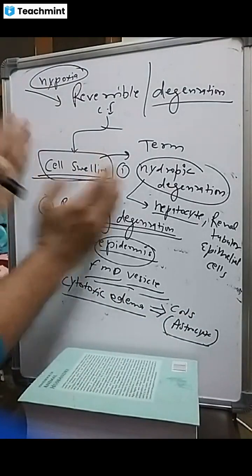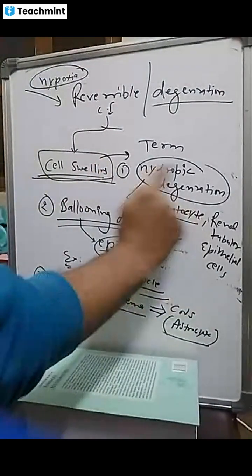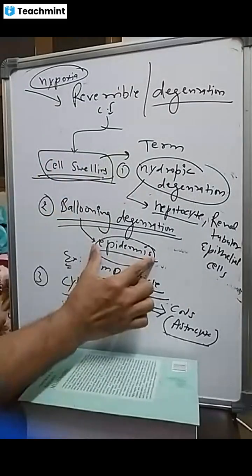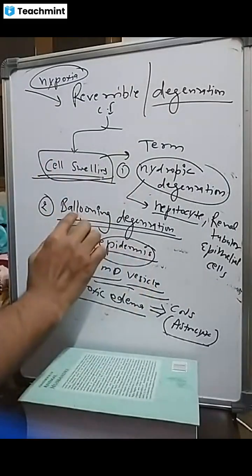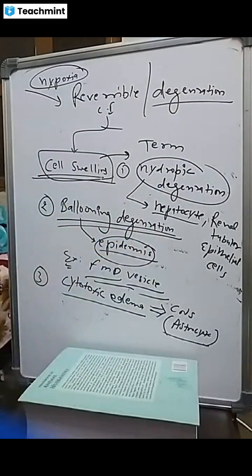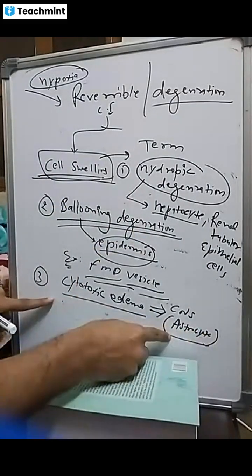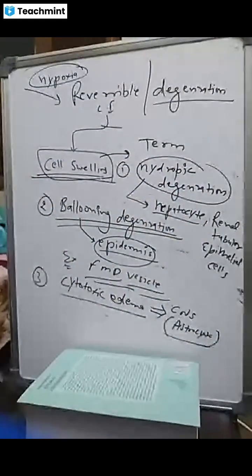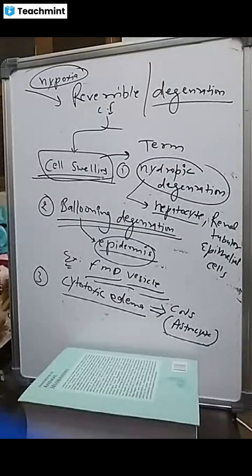So cellular swelling of the hepatocyte is called hydropic degeneration. Cellular swelling of the epidermis is ballooning degeneration. Cellular swelling of the astrocyte is cytotoxic edema. These are the terms used. In all the cases, there is entry of water and the cell is swelling.